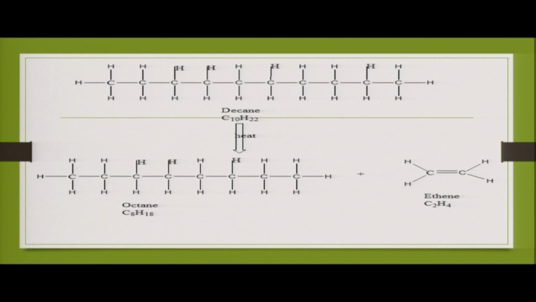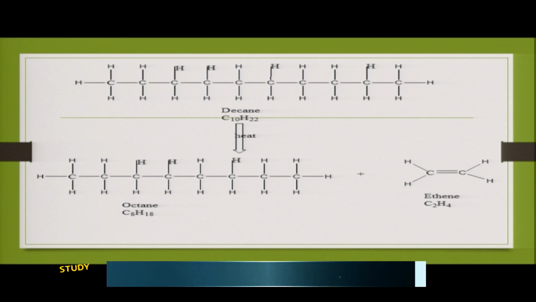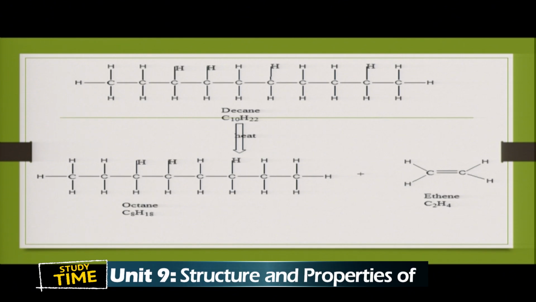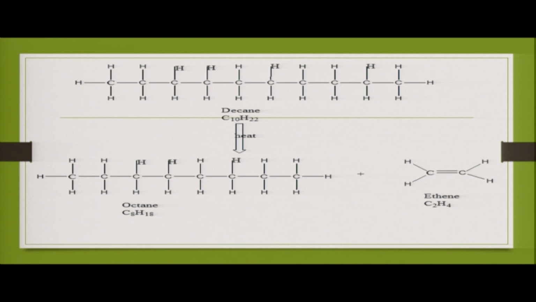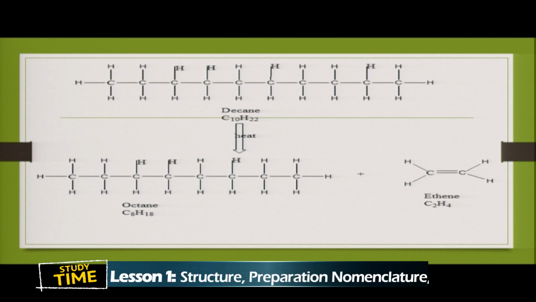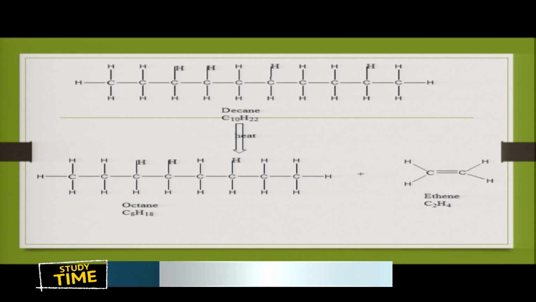The breaking down has different methods. We call it cracking. That is one of the methods of preparing alkenes. We have different forms of cracking: thermal cracking, catalytic cracking, and steam cracking. Those are the different ways the compound can be broken down.